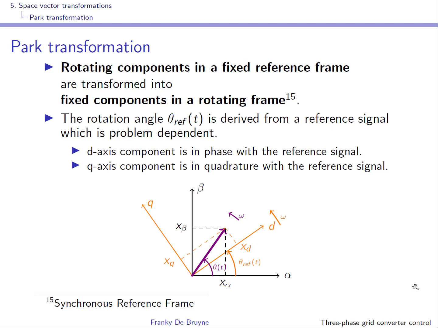The d component is in phase with the reference signal, okay, and the q component is in quadrature with the reference signal. So for instance here, if theta ref and theta would be equal, okay, then you would have only a d axis component which is in phase with the reference signal, and there would be no q axis component.